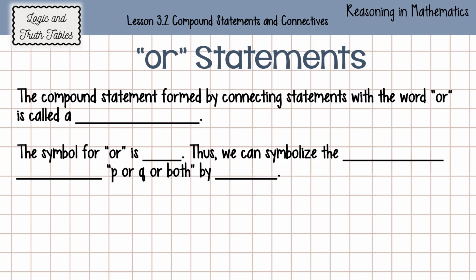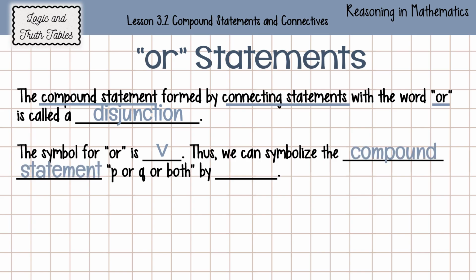The compound statement formed by connecting statements with the word or is called a disjunction. And the symbol for or is this. It looks like a capital V, but it's a mathematical symbol for or. Thus, we can symbolize the compound statement P or Q or both using that symbol.